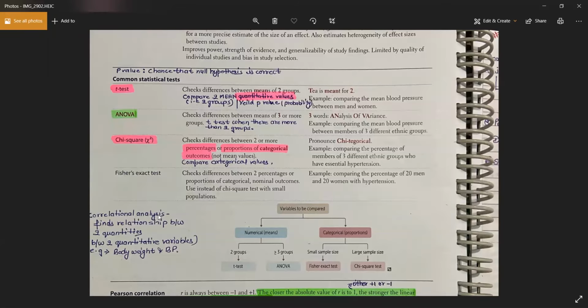In the Fisher exact, the main thing is the sample size. If the sample size is small and two groups are there, you can use a Fisher exact. If the sample size is big and two groups are there, then you must use a chi-square. Or if the groups are more than two, like 3, 4, 5, then you will always use the chi-square again.